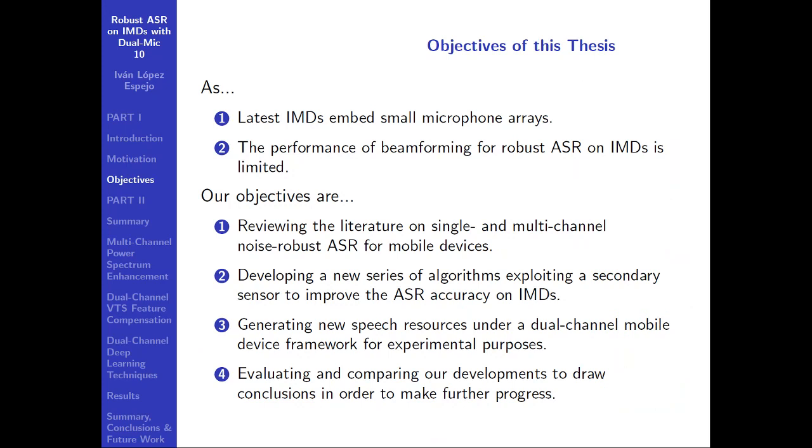And what are the objectives of this thesis? Well, as latest mobile devices embed small microphone arrays, and the performance of beamforming for robust speech recognition on mobile devices is quite limited, our objectives are: first, reviewing the latest on single and multi-channel noise robust speech recognition for mobile devices; second, to develop a new series of algorithms exploiting a secondary sensor to improve the speech recognition accuracy on mobile devices; third, to generate new speech resources under dual-channel mobile device framework for experimental purposes; and fourth, to evaluate and compare our developments to draw conclusions in order to make further progress.